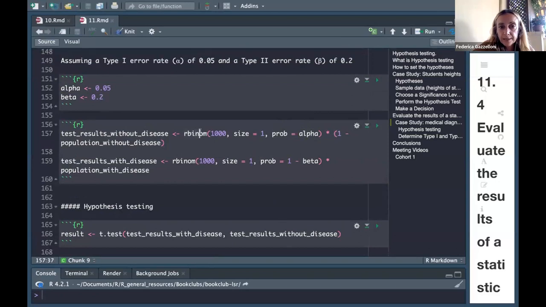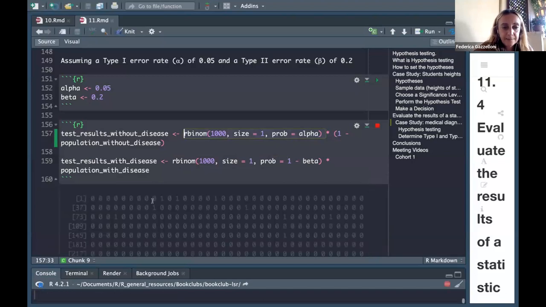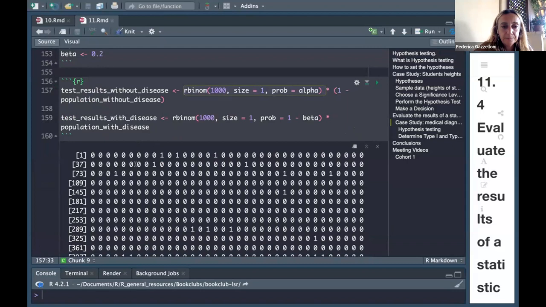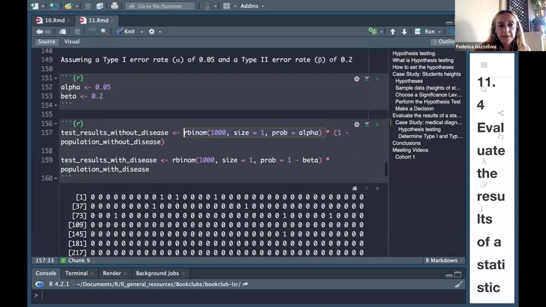This simulation, okay, we are basically simulating a random scenario with a certain probability, and then multiply. So this is again a matrix of 0 and 1 where we are considering patients with no disease and patients with disease. So we have simulated thousands.